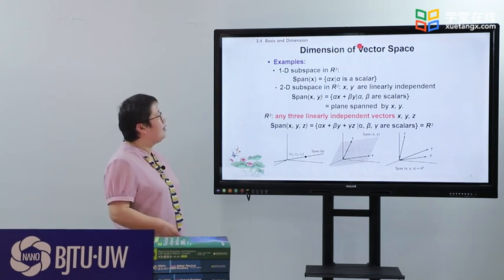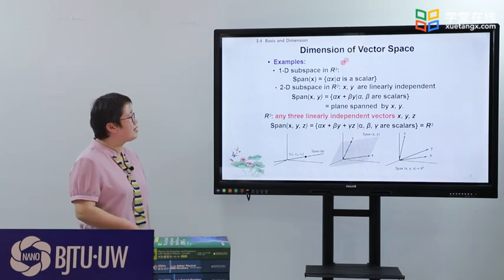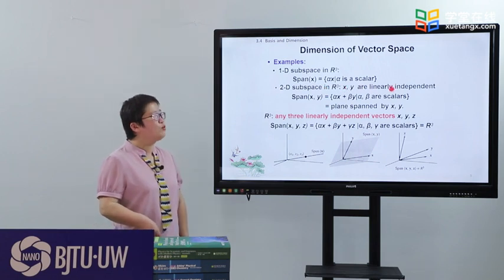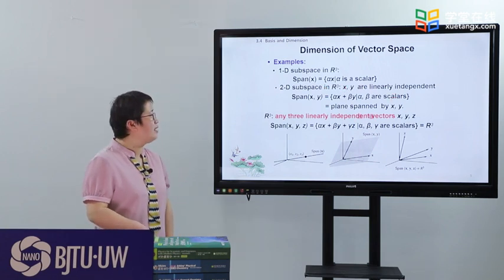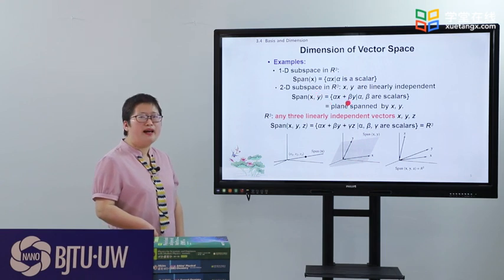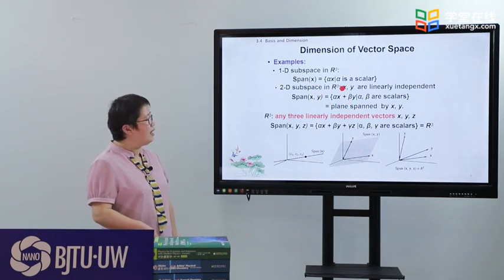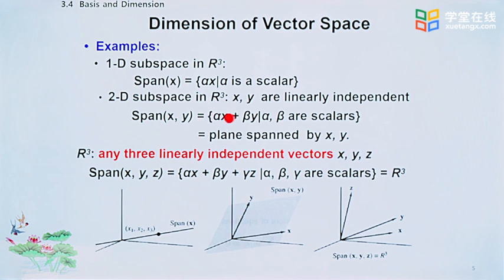Okay, and we can also have a 2D subspace in R3. If X and Y are linearly independent, the span of X and Y has elements of the form alpha times X plus beta times Y, where alpha and beta are scalars. So this span of X and Y is a plane spanned by X and Y. The dimension is 2. The dimension of the vectors in this subspace is 3.